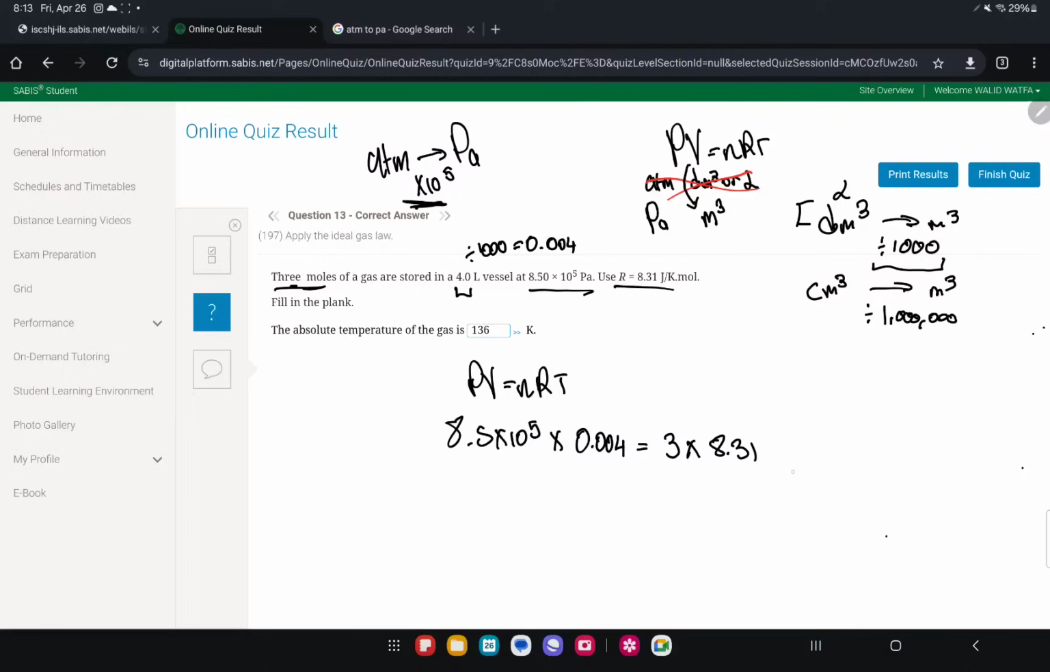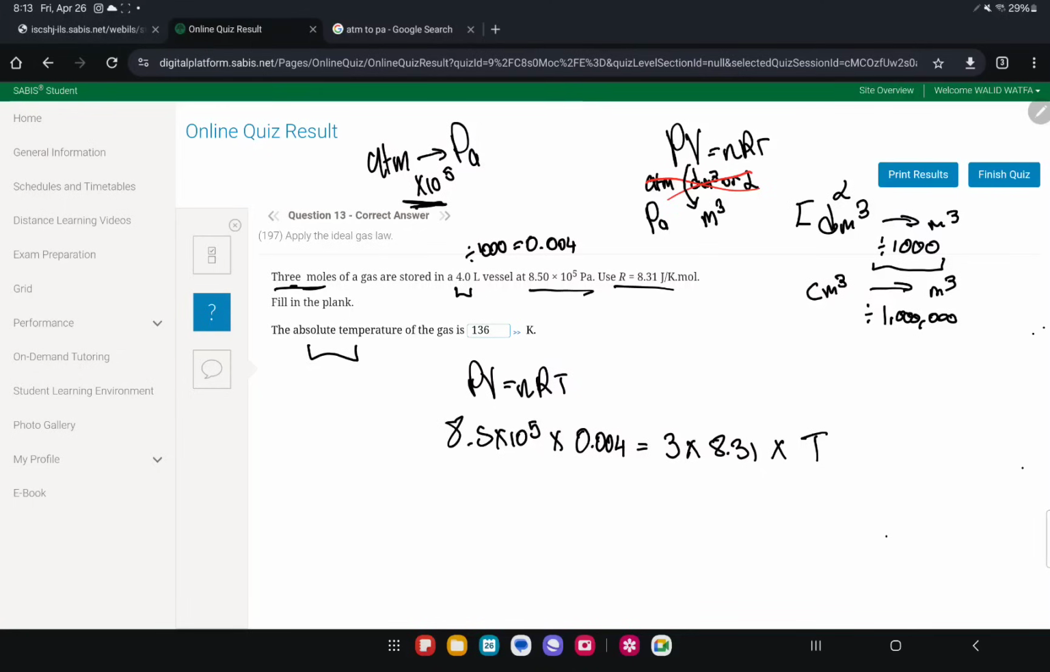I said use R equals to, and times the temperature. We don't know it, right? We're trying to find absolute temperature. So put this in a calculator, and I think you get a very long decimal. Let me try 8.5 times 10 to the 5 times 0.04 divided by 3 times 8.31.